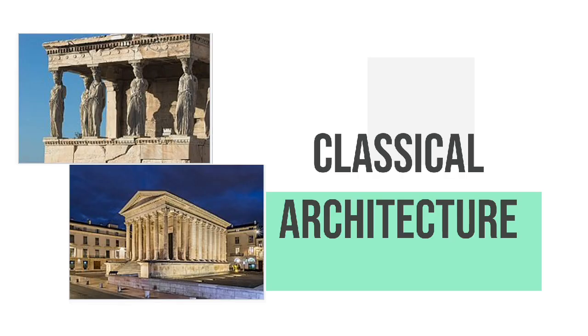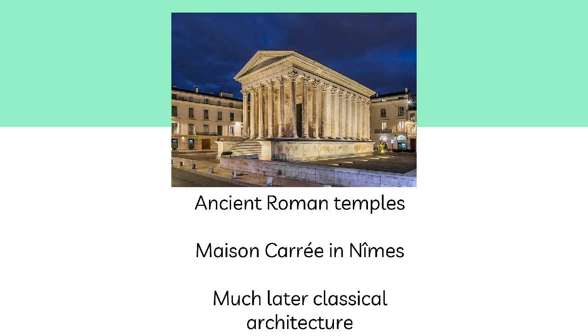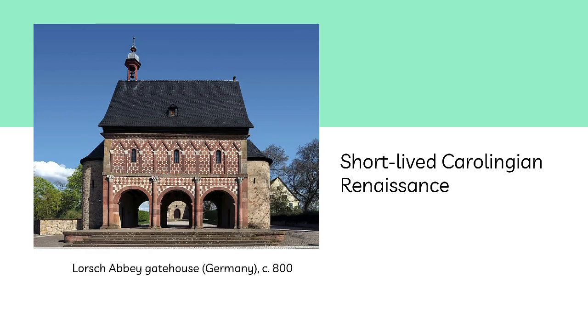Classical architecture. Caryatids on the Erechtheion, Athens, is an example of a Greek architectural element taken up by later classical architecture. The fronts of ancient Roman temples like the Maison Carrée in Nîmes have inspired much later classical architecture. An example of this is the Virginia State Capitol. Lorsch Abbey Gatehouse is an example of the architectural style of the short-lived Carolingian Renaissance, a first classical movement in architecture.